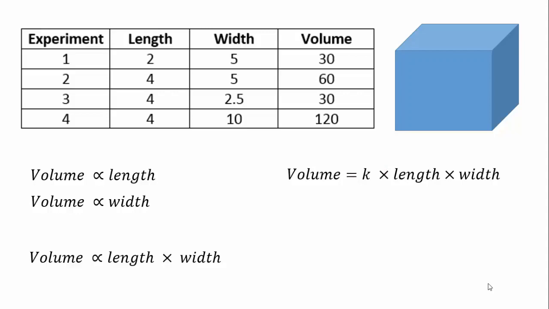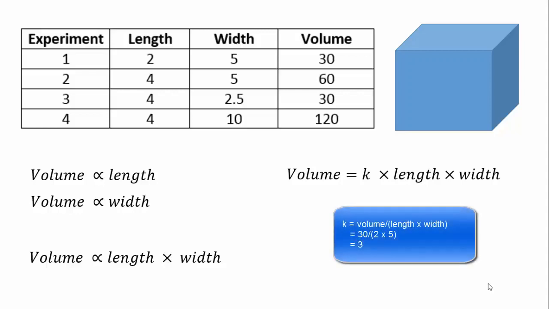Now, since we have some experimental data, we can find out what k is, because all we have to do is substitute some values into our new equation and divide the volume value by length times width, and that will give us k. And if you look at all the data, you can see that in every case, volume divided by length times width equals 3. So, for this system, the value of k is 3.